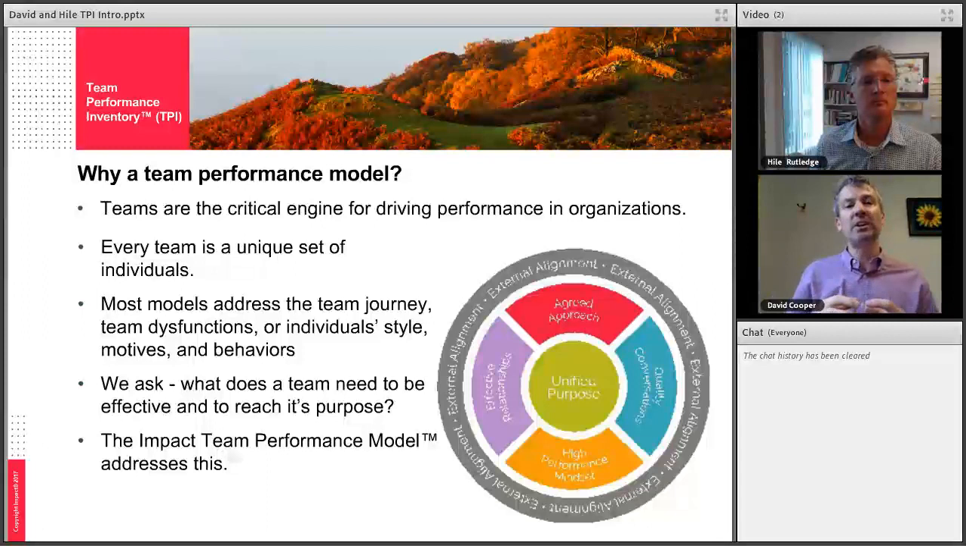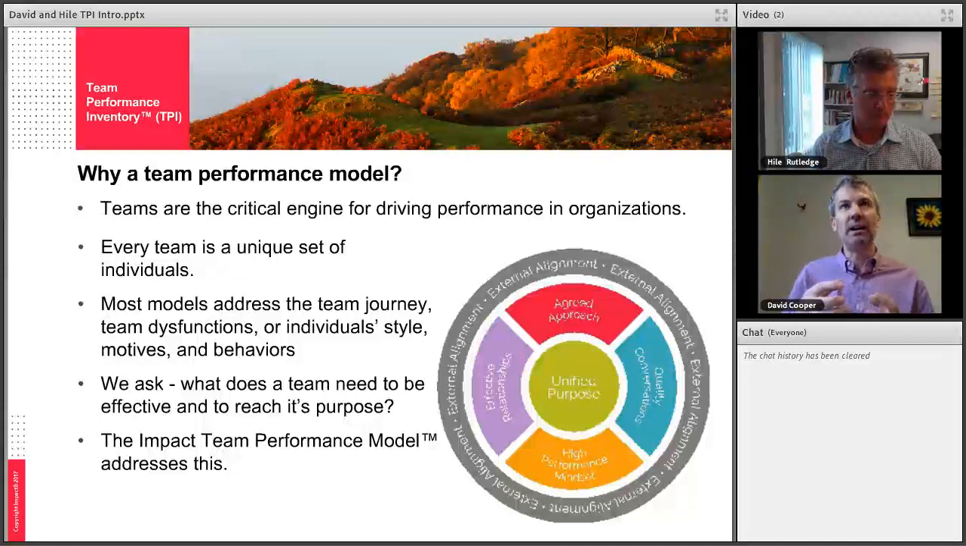They'll address the individual style, motives, and behaviors of those individuals on the team. And we were really looking for something that gave us access to what a team needs in order to be as effective as possible, to be as high performing as possible, to reach its clear stated goals. So the impact team performance model addresses that.